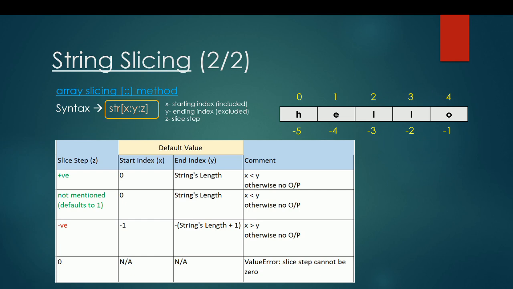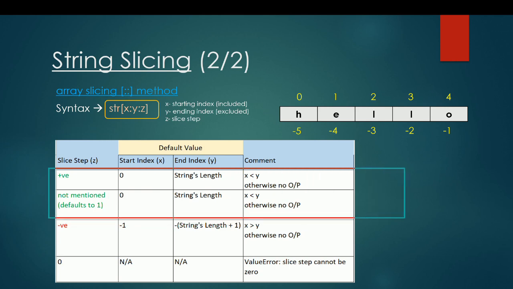Now there can be various situations where there can be different x, y and z values. Let's take the examples one by one. So first we will consider the example where the slice step is either positive or is not mentioned at all. When it is not mentioned at all, it defaults to 1.